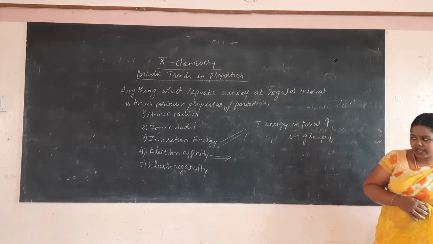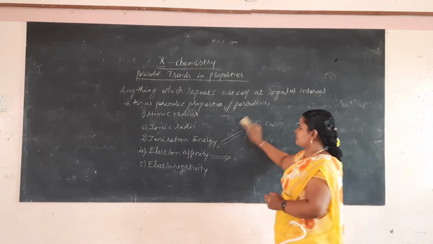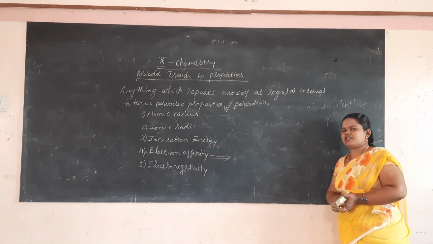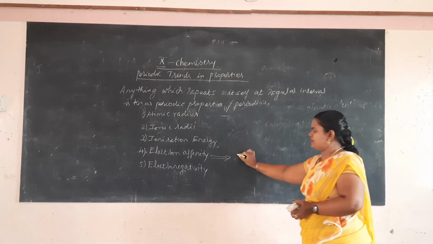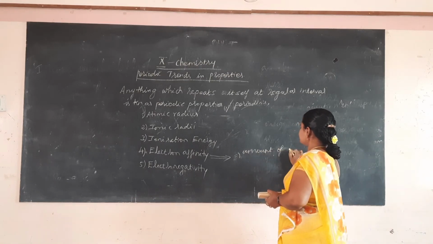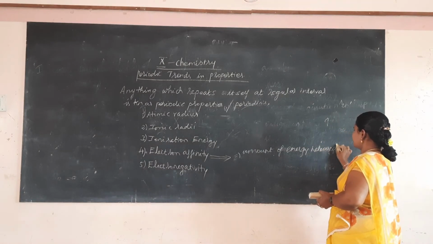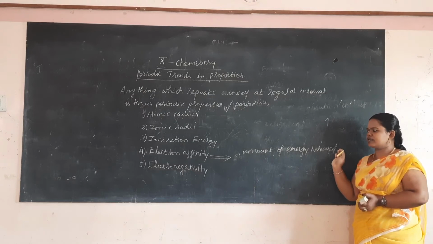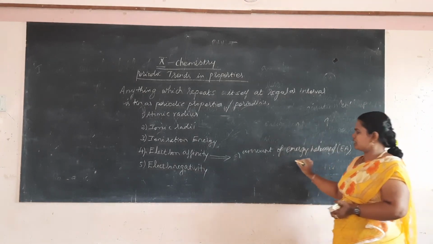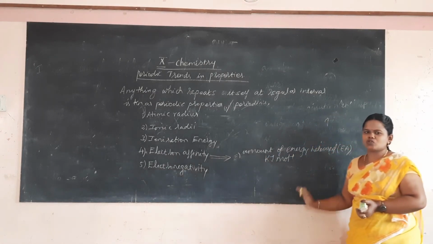Then we will see the electron affinity. Electron affinity is the amount of energy released from an isolated neutral gaseous atom to form its anion. That is known as electron affinity. It can also be expressed as EA. EA is expressed in kilojoule per mole, kJ per mole.